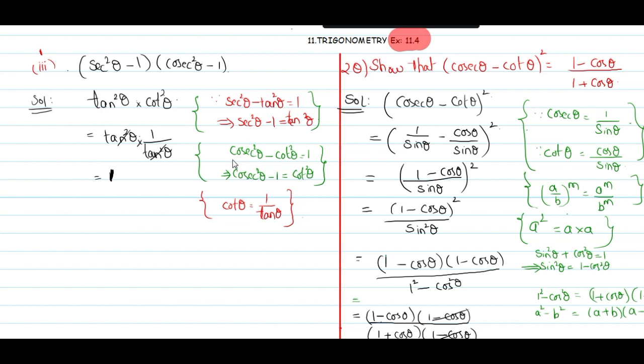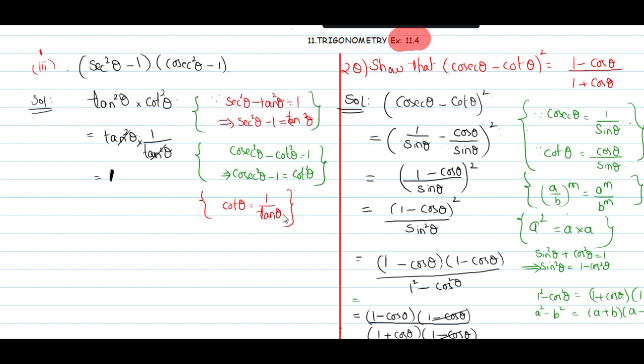So, instead of secant square theta minus 1, here we can write tan square theta. Similarly, we have another identity, that is cosecant square theta minus cot square theta is equal to 1. Because we need the cosecant square theta minus 1 value, we are bringing this 1 to the LHS, so it becomes minus 1, and we are taking this cot square theta to the RHS, so that it becomes plus cot square theta. So, we got cosecant square theta minus 1 as cot square theta, and secant square theta minus 1 as tan square theta.